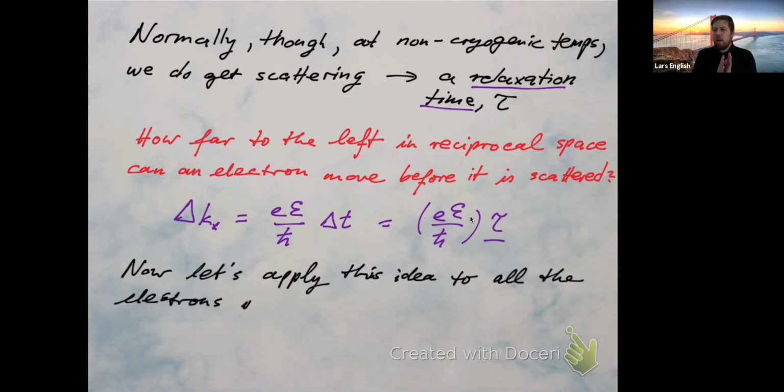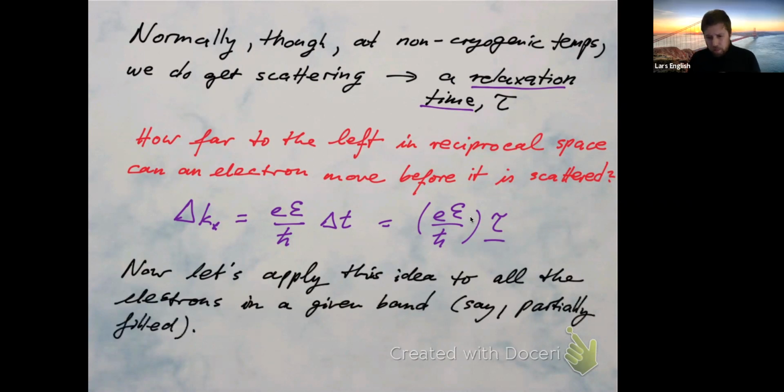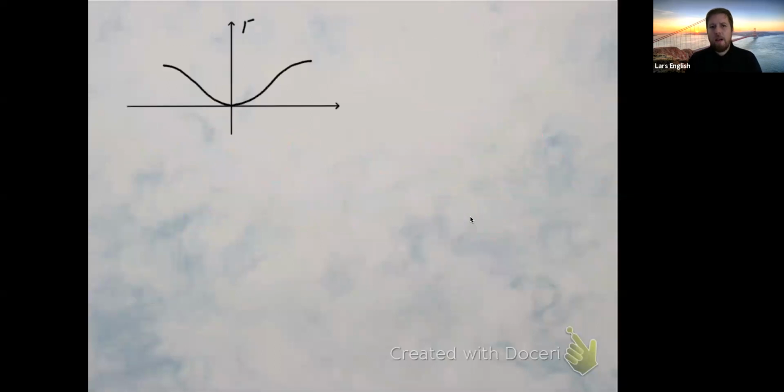Okay, so now let's apply this not just to a single electron, but say to a half-filled or partially filled band of electrons, like what we would get for a monovalent metal. So there we have this band and it's half filled or partially filled. We go up to the Fermi energy, right? Everything is filled up to the Fermi energy and everything beyond that is empty. So this is before, and then we apply an electric field.